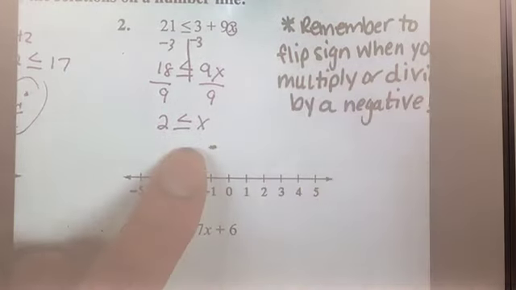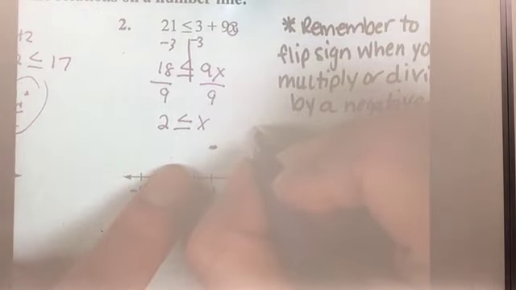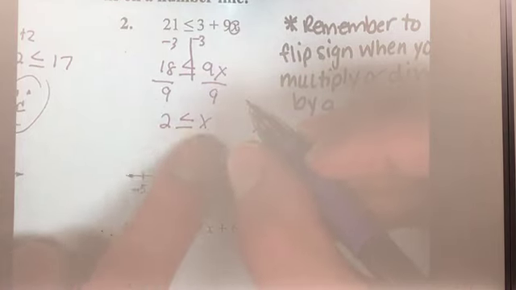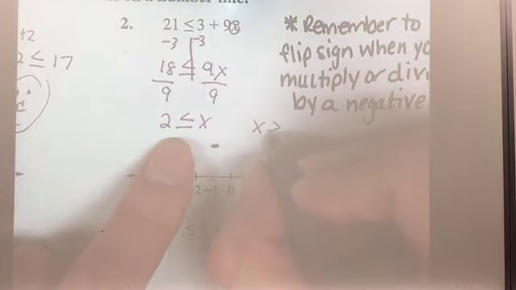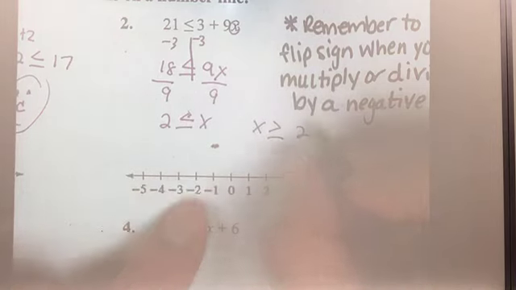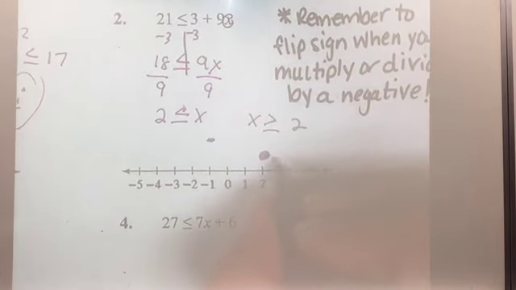Now I can leave it that way, but I like to rearrange it where I have the x on the left-hand side because it helps me with my graphing. So x, now this, if I read it from right to left, x is greater than. The alligator is eating the x there, it's still going to eat the x here. 2. So then I put my circle at 2. It's got or equal to, so I fill it in. And it says x is greater than 2, so it's going to go to the right.